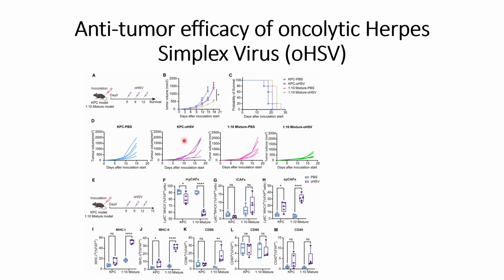This is what they finally conclude: that it is the antigen presenting CAF that increased and the myofibroblast CAF that decreased, which leads the oncolytic herpes simplex virus to act on the tumor, as this will help in early detection of the tumor by the immune system.